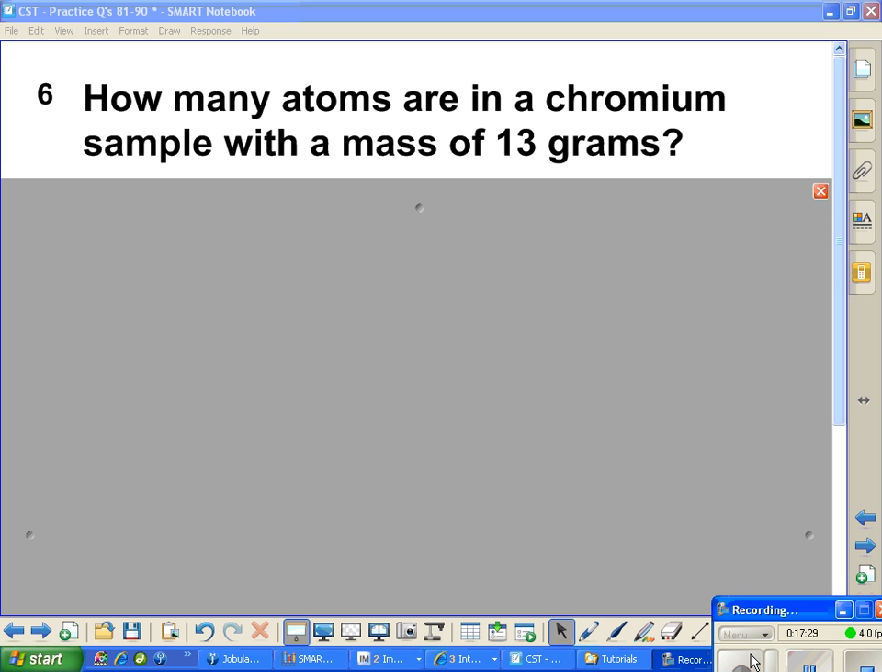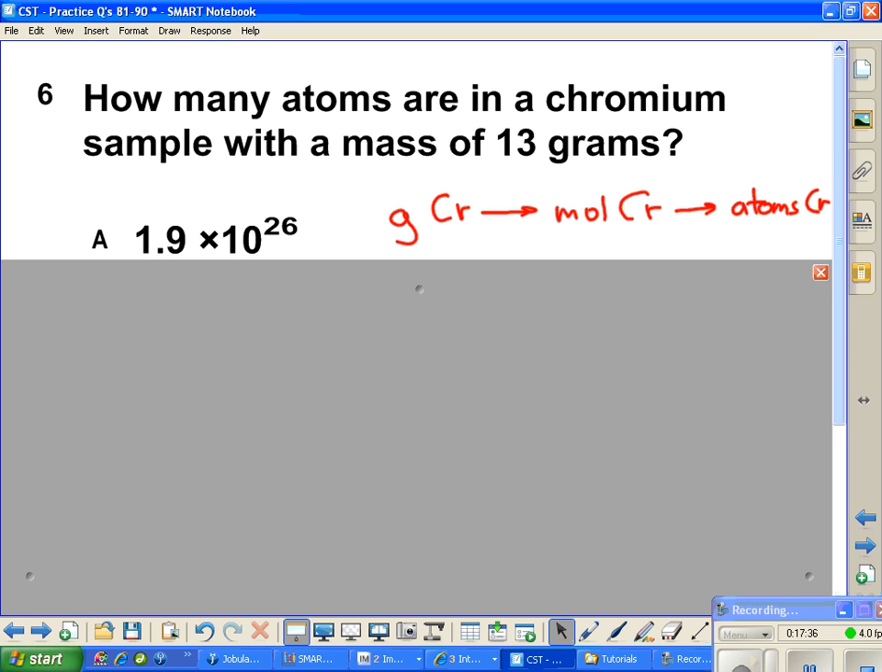Okay, in this problem, they're asking how many atoms are in a chromium sample with a mass of 13 grams. So first of all, you want to outline for yourself what you're supposed to do. We've got to get chromium grams to moles of chromium. That's going to happen with the molar mass from the periodic table. And then you need to change your chromium moles into chromium atoms. And that happens with the Avogadro number. So let's take a look at this and see exactly how it works.